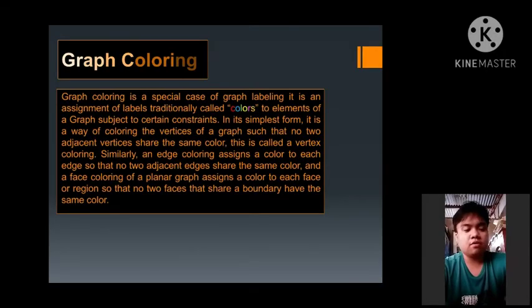Graph coloring. Graph coloring is a special case of graph labeling. It is an assignment of labels, traditionally called colors, to elements of a graph subject to certain constraints. In its simplest form, it is a way of coloring the vertices of a graph such that no two adjacent vertices share the same color. This is called a vertex coloring. Similarly, an edge coloring assigns a color to each edge so that no two adjacent edges share the same color, and a face coloring of a planar graph assigns a color to each face or region so that no two faces that share a boundary have the same color.